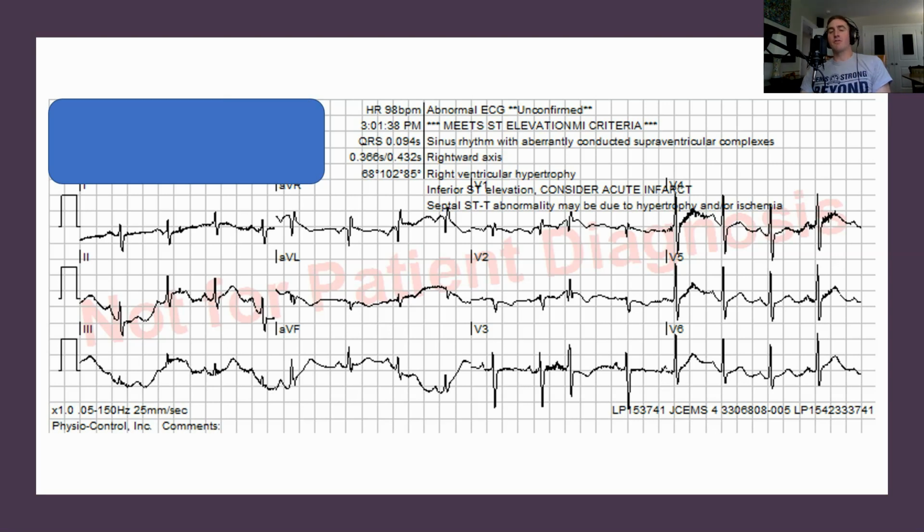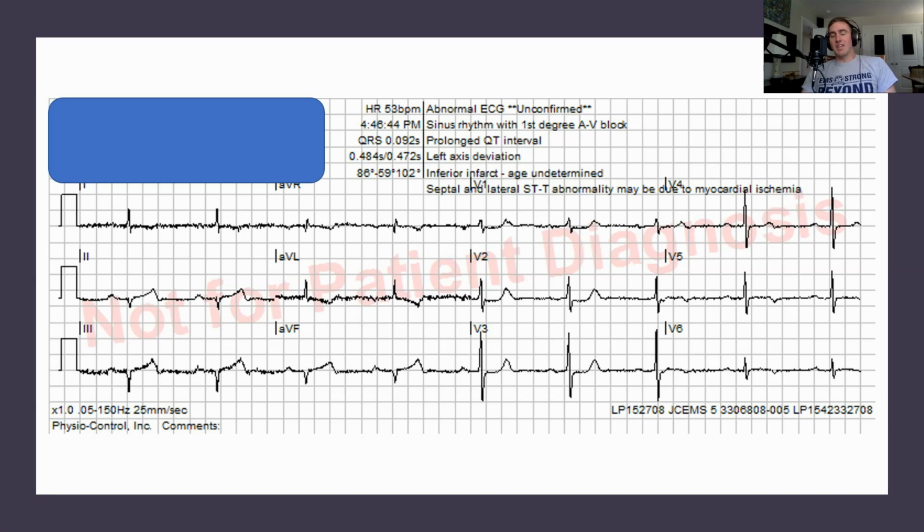The computer interpretive statement is generally good if the tracing is clean. So if there's a flat baseline or a clean baseline and it says that it meets ST elevation MI criteria, then it probably does. But if there's artifact, you have to take that with a grain of salt and try to get a clean EKG. So this patient ended up not having a STEMI.